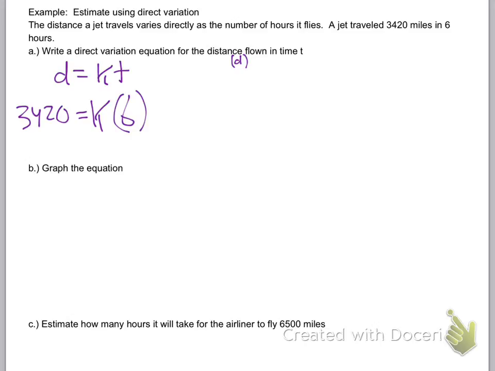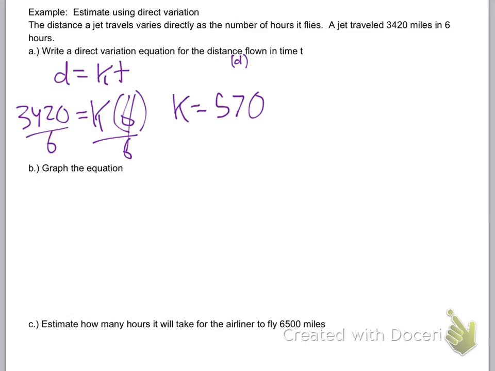What will be done next? Someone who doesn't answer all the time. Yes, Aaron. Divide both sides by 6. So K will equal then, what's 3,420 divided by 6, Joe? Carson. If we were just listening, we would just heard 570. So, it's 570.